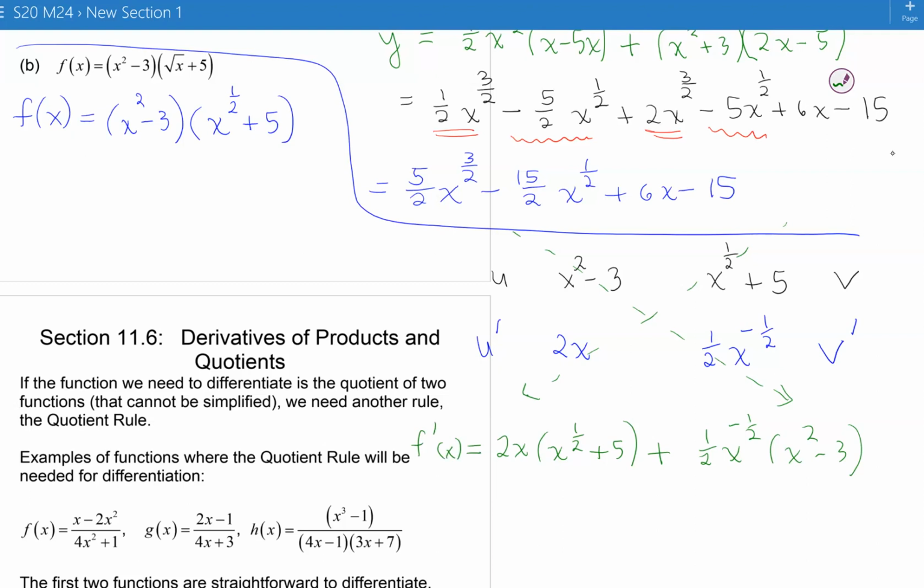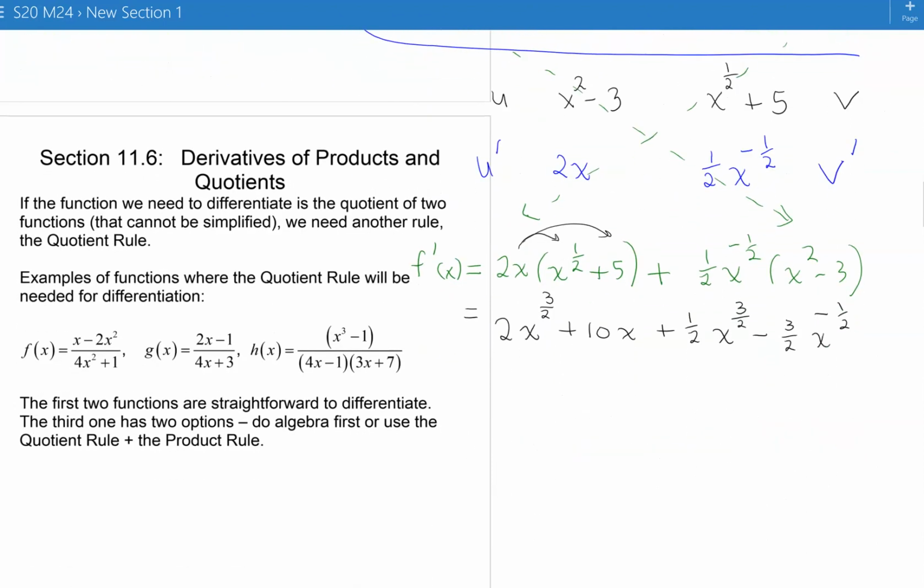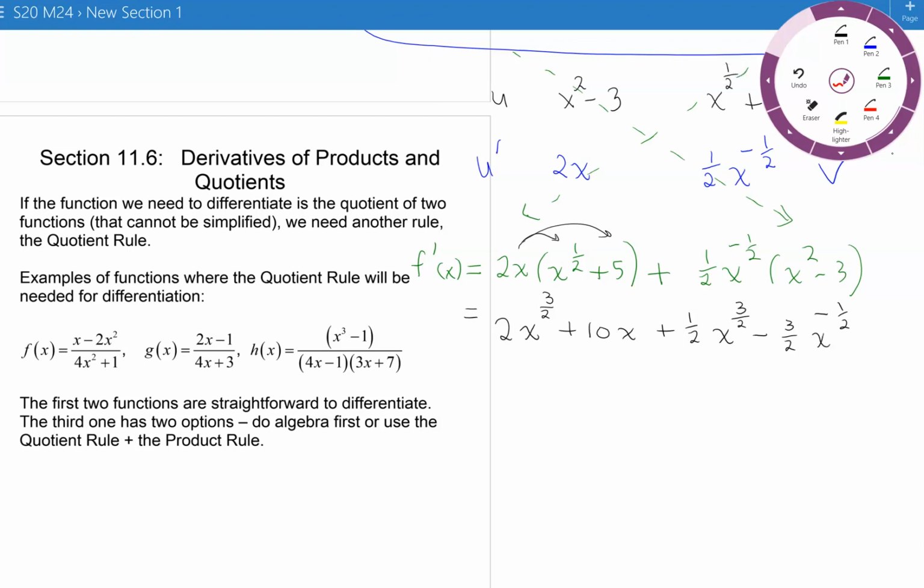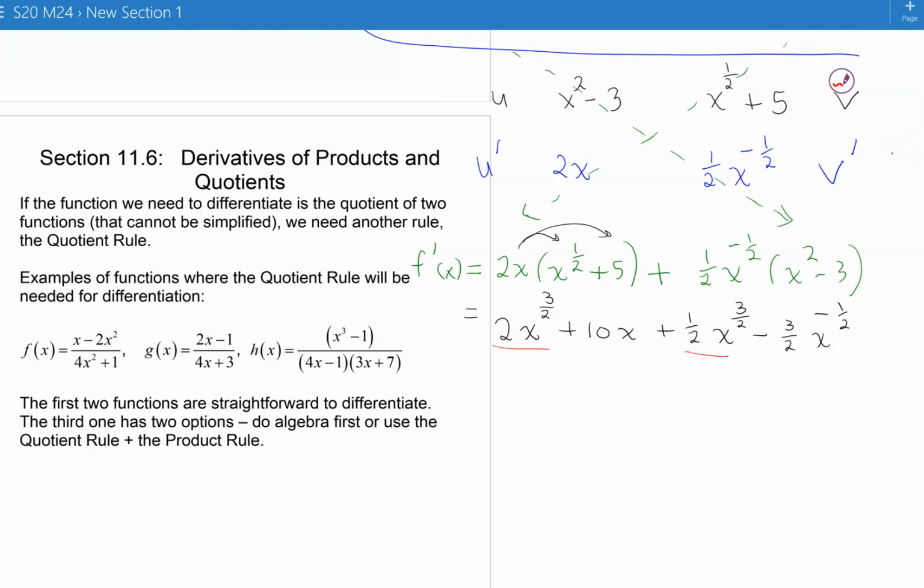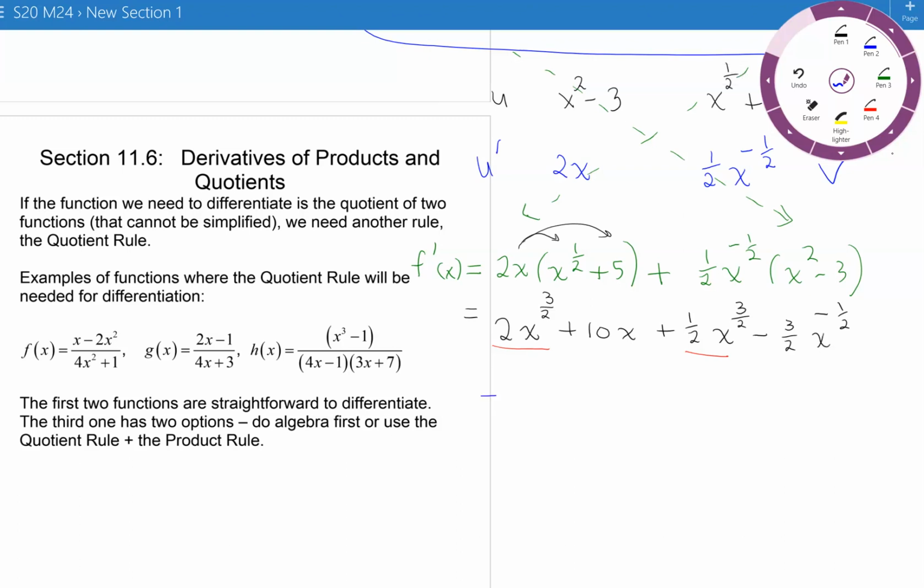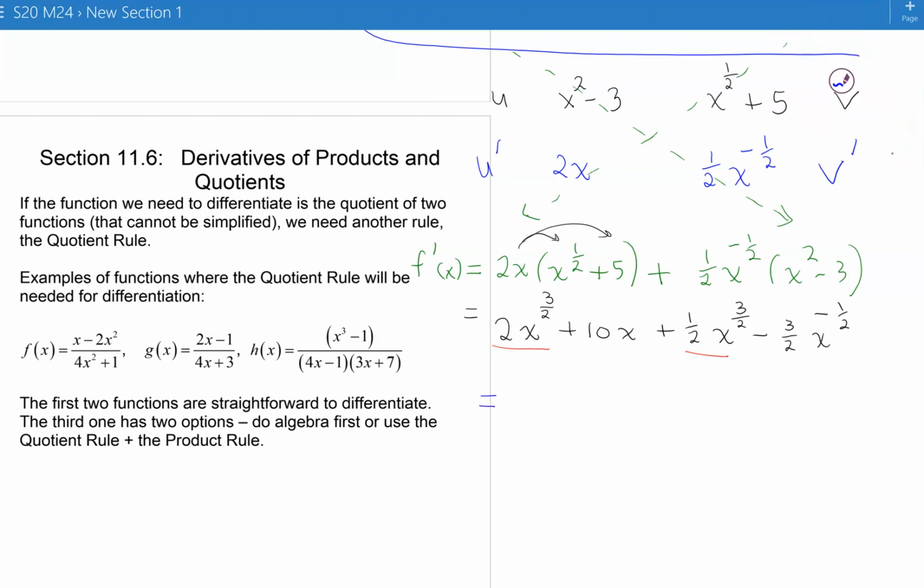Okay, so now let's do our algebra beautification. Distribute. Add the exponents. I'm going to get 2x to the 3/2 plus 10x plus 1/2 x to the 3/2 minus 3/2 x to the negative 1/2. So let's look for any like terms. I see some x to the 3/2. So combine like terms by combining their coefficients and don't change the part with the x. So I'll have 5/2 x to the 3/2. Then I have plus 10x.